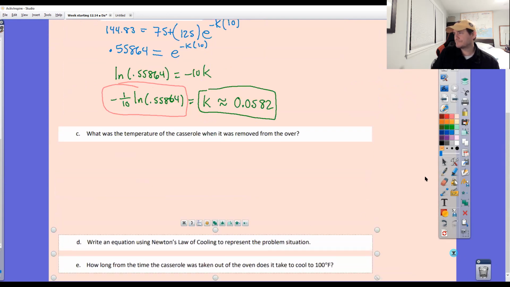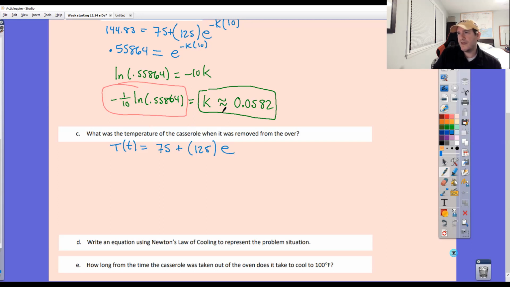We have to write our model. Our model is going to be temperature as time goes by equals the ambient, the ambient being 75, plus the difference in the two temps, which is the 125, times e to the k, which we now know to be a tenth, times the ln of 0.55864 times t. All right, let's do this one last time.